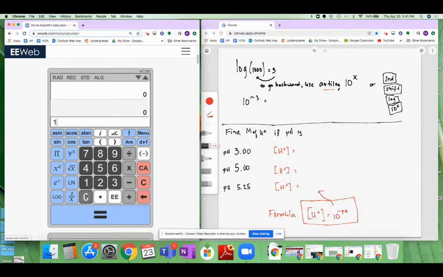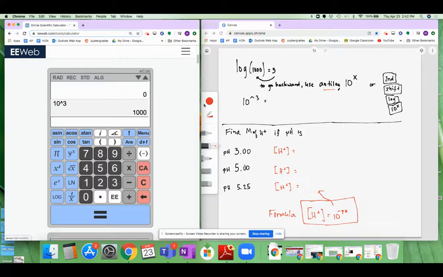If they give you 3, you just do 10 to the power. Some calculators will have that sign. Then you just type in 3, equals, and you will get the 1000 back.